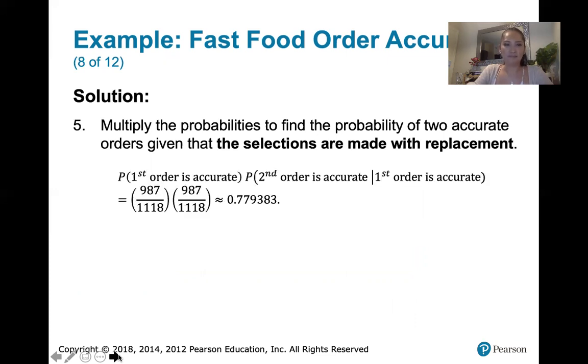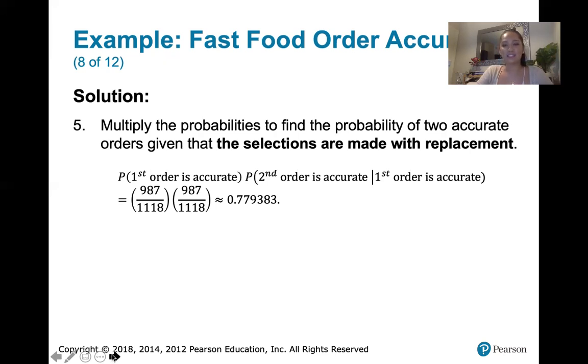So you just multiply. You get 987 over 1,118 times itself, which is approximately this. And I have rounded to 6 decimal places because the other version, where selections are made without replacement, is actually very close to this. I wanted you to be able to see the difference between the probability of two orders being accurate when the selections are made without replacement and how that compares to the probability when selections are made with replacement. So that's why I've got so many digits here. Okay, so that was our first one. Now we're going to do it again.